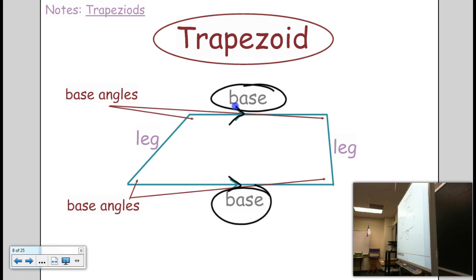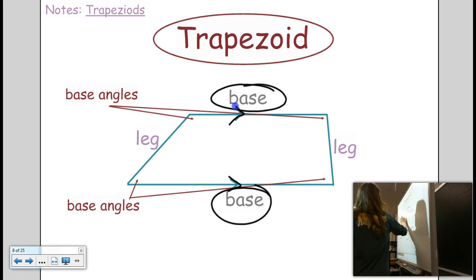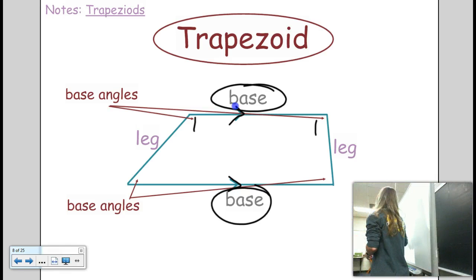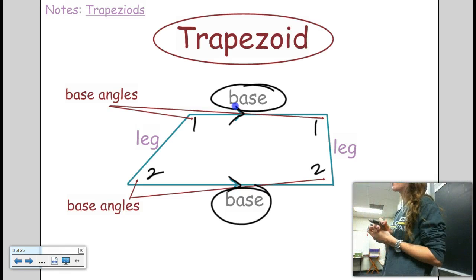The sides that are not parallel are called the legs. So we've got two bases and two legs. The angles that surround the base are called the base angles. So like angle 1 and angle 1, those are a pair of base angles. Angle 2 and angle 2, those are a pair of base angles.